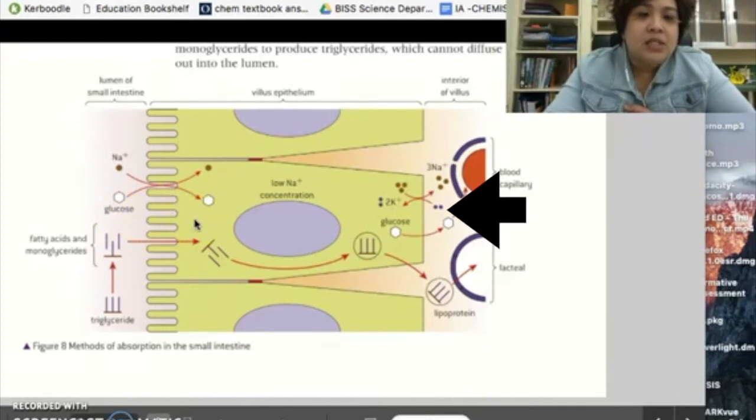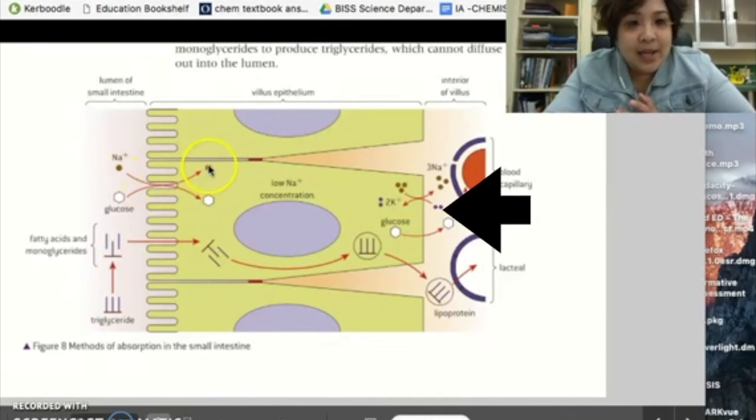So that pump is responsible for establishing a concentration gradient because it keeps pumping more positive ions out than positive ions in. So after that concentration gradient is established, another protein called the sodium glucose cotransporter will passively move sodium, that excess sodium, back into the cell. At the same time, glucose moves along with sodium to get inside the cell.